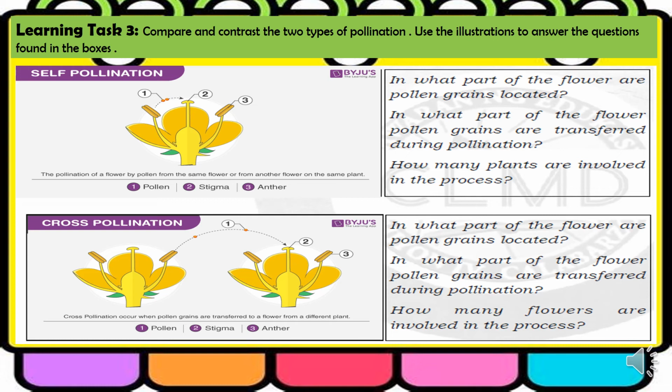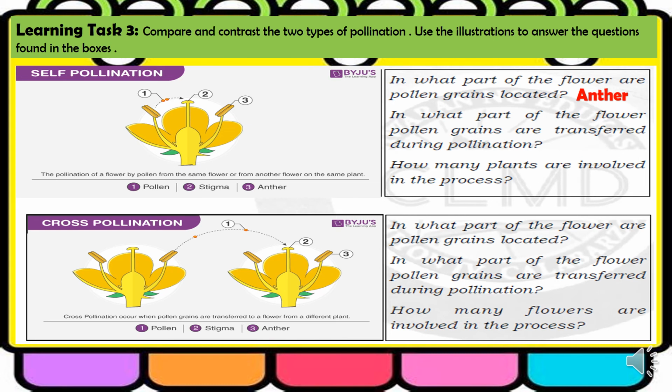Now for the cross-pollination, we have these following questions. In what part of the flower are pollen grains located? And in what part of the flower are pollen grains transferred during pollination? And how many flowers are involved in the process? So let us give you time to answer this.